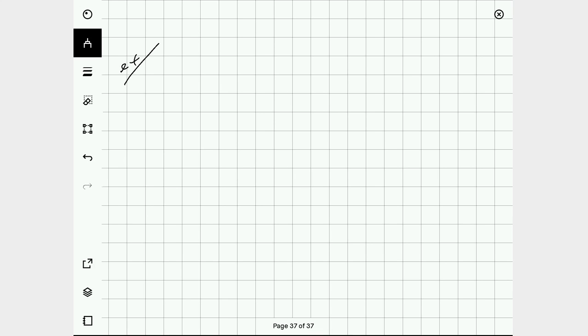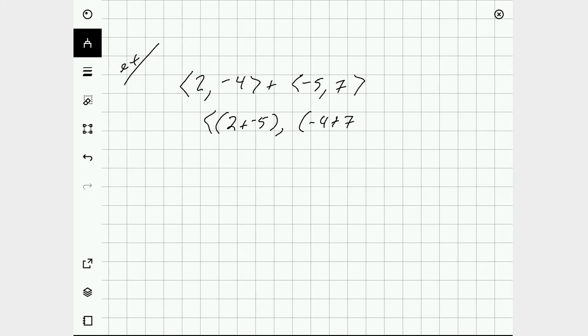So if we have a couple of vectors of note, let's say we want to add 2, -4 plus -5, 7. We add the x components, 2 plus -5. We add the y components, -4 plus 7, and we end up at -3, +3 in this case. That's literally all there is to vector addition.